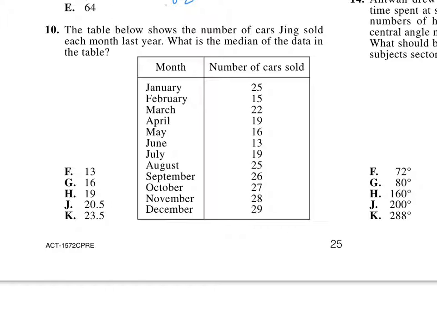All right, question 10. The table below shows the number of cars Jing sold each month last year. What is the median of the data in the table? So median is middle. So we need to put the data in order and just find the middle one. So I'm going to start with the smallest one. So 13, and then 15, and then 16, and 19.